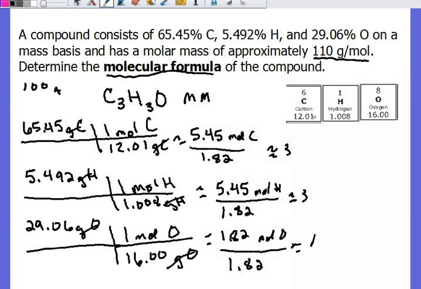But then if you add up its molar mass, roughly, you have 3 carbons, and each one of those is 12, so 3 times 12 is 36. You have 3 hydrogens, and each one is roughly 1, so that's 3. And you have 1 oxygen, which is 16. If you add that up, you get like 55. So this molar mass is like 55 grams per mole.